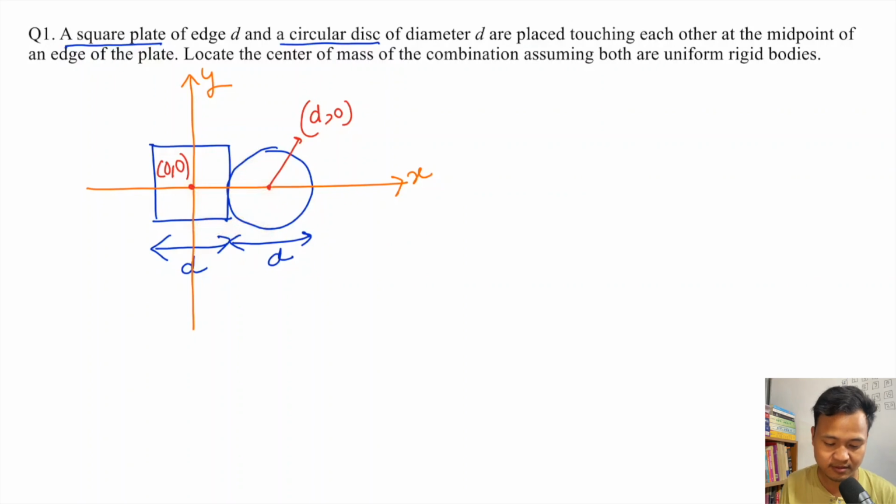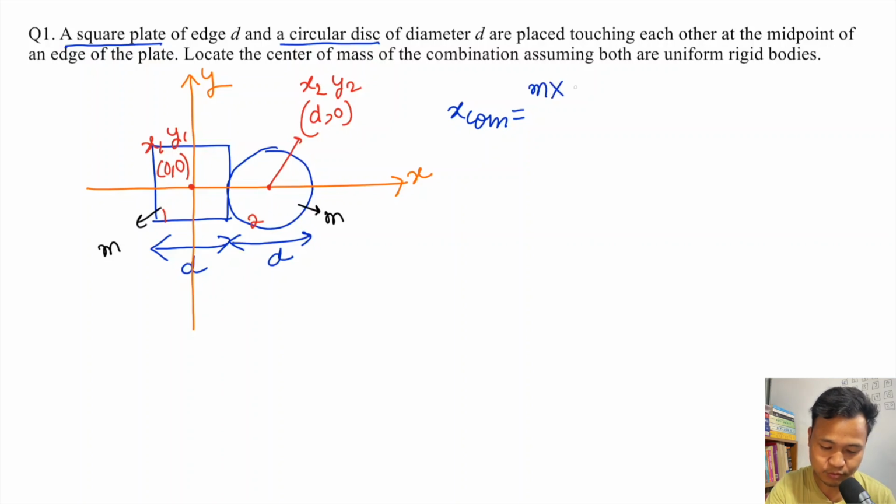So x1 y1 and x2 y2. For the square take mass m1, and for the circular disc take m2. So I have x1 y1, x2 y2. Then x COM is m1 x1 plus m2 x2 divided by m1 plus m2. Here you take the same mass. Both of them have the same, identical mass. So let's say both have mass m.